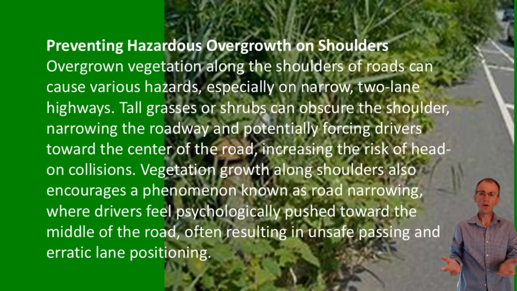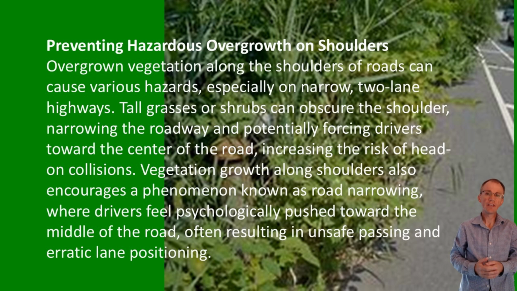Preventing hazardous overgrowth on shoulders. Overgrown vegetation along the shoulders of roads can cause various hazards, especially on narrow, two-lane highways. Tall grasses or shrubs can obscure the shoulder, narrowing the roadway and potentially forcing drivers toward the center of the road, increasing the risk of head-on collisions. Vegetation growth along shoulders also encourages a phenomenon known as road narrowing, where drivers feel psychologically pushed towards the middle of the road, often resulting in unsafe passing and erratic lane positioning.